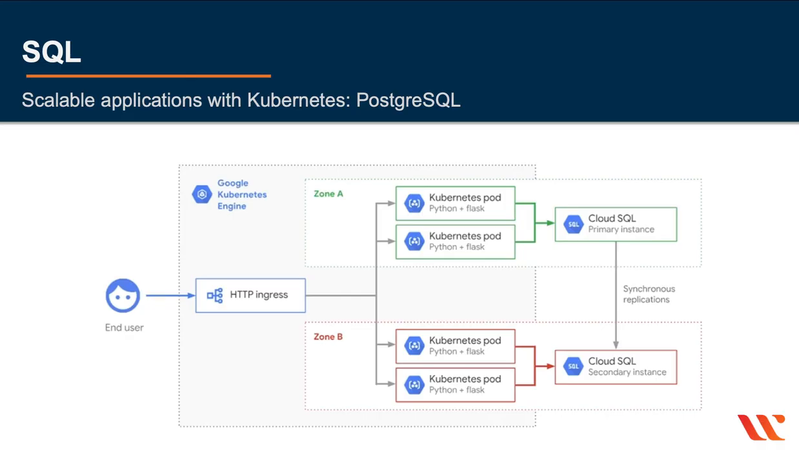Here's another example of Kubernetes and different pods being set up, where end users from different locations around the globe connect to an HTTP ingress load balancer, and then connect to different regions or zones for low latency. And there is a Cloud SQL instance there, which is a managed database system with high availability.